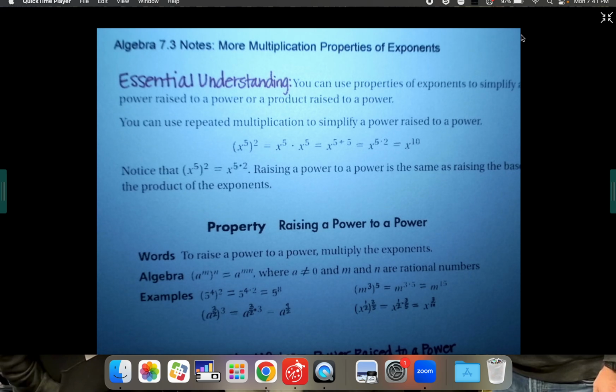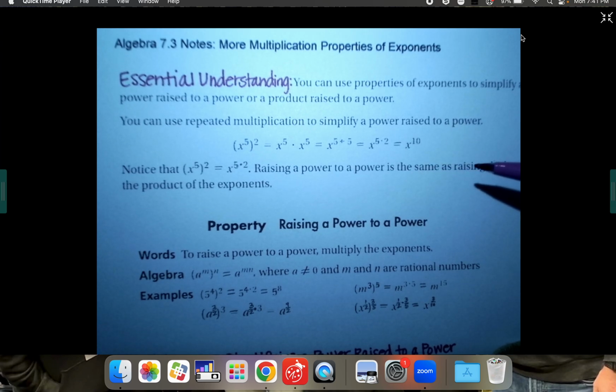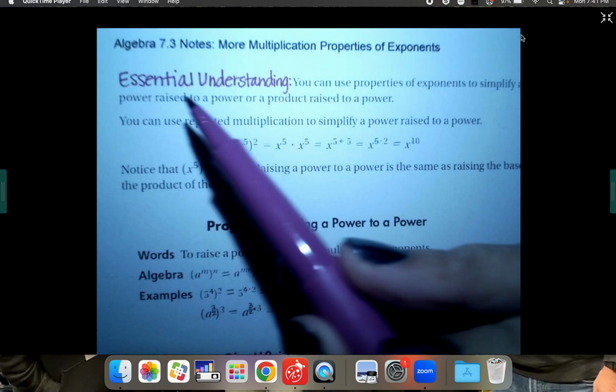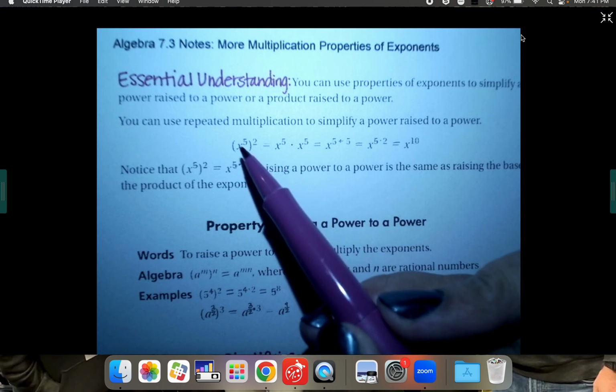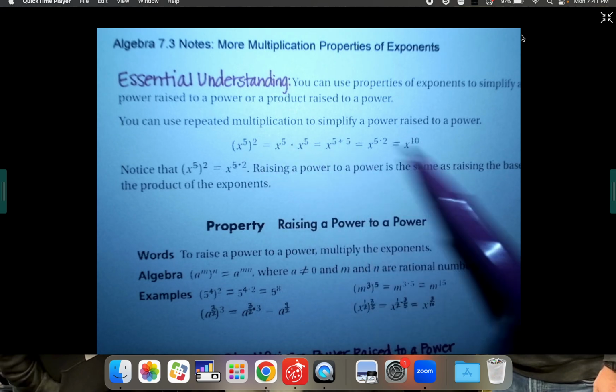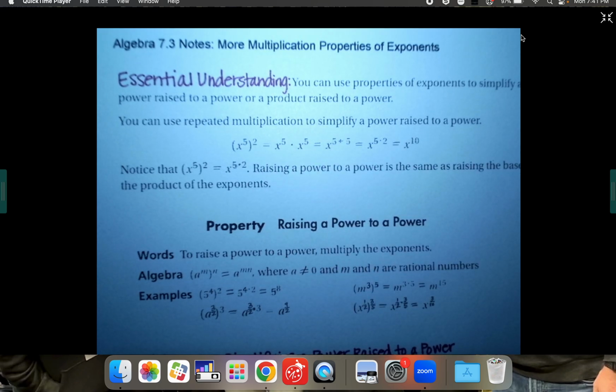Okay, for Algebra 7.3 notes, we're doing more multiplication properties of exponents. I apologize, your notes should be in better shape than mine. Mine didn't print very well, so a little bit of this I had to write in and kind of go over, but it should be bold enough on your own packet for you to see without a problem.